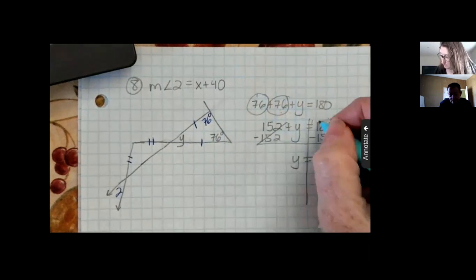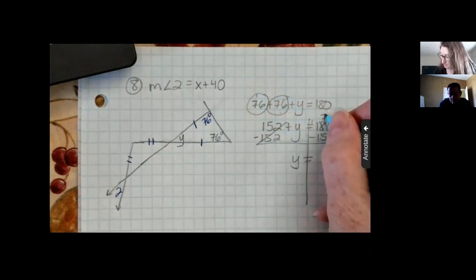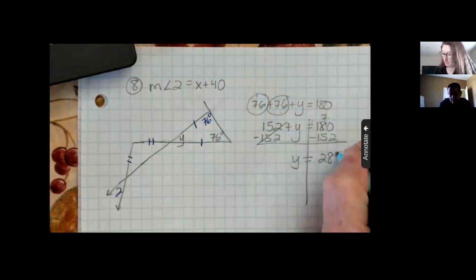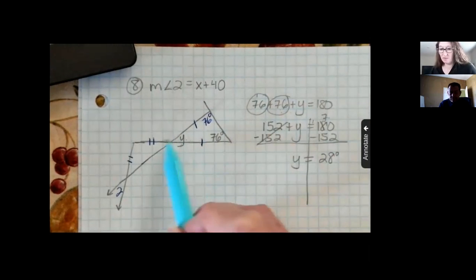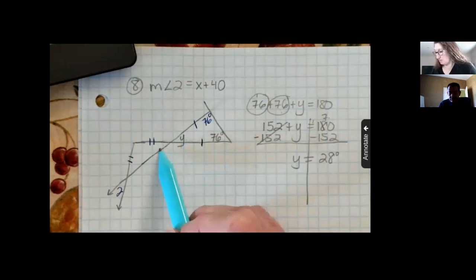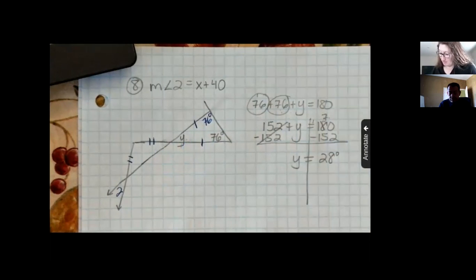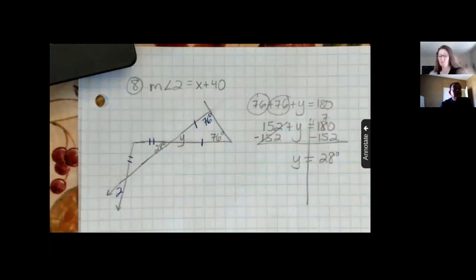And then I borrow from the 8, 10 minus 2, 8, 7 minus 5, 28. So now I know that this angle is 28 degrees. Well, remember, these are vertical angles, okay? Because they're right across from each other. So because I know that, I can then fill in that this is 28 degrees, okay? That's a big deal.